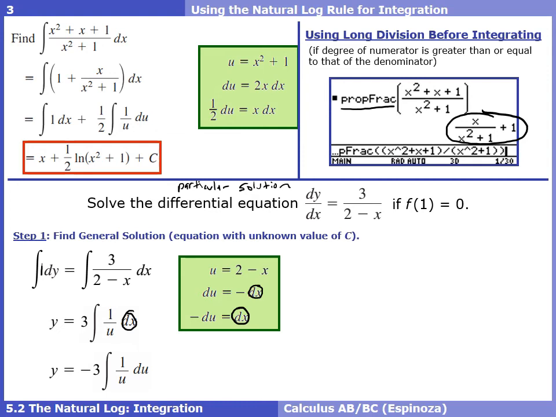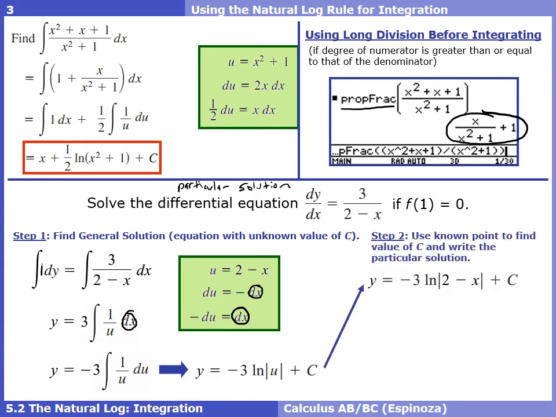And like you've seen in every example we've done, the integral of 1 over u du is the natural log of the absolute value of u plus c. Okay, so that's our general solution. We need to plug our u back in, which makes it the natural log of the absolute value of 2 minus x. And now that's our general solution, so we can use that to find our particular solution.